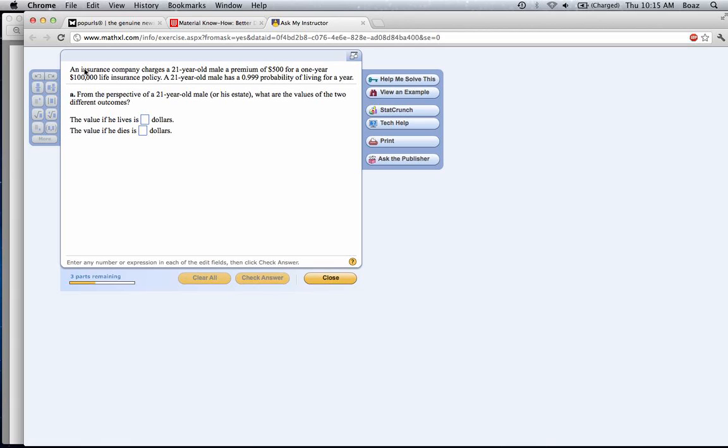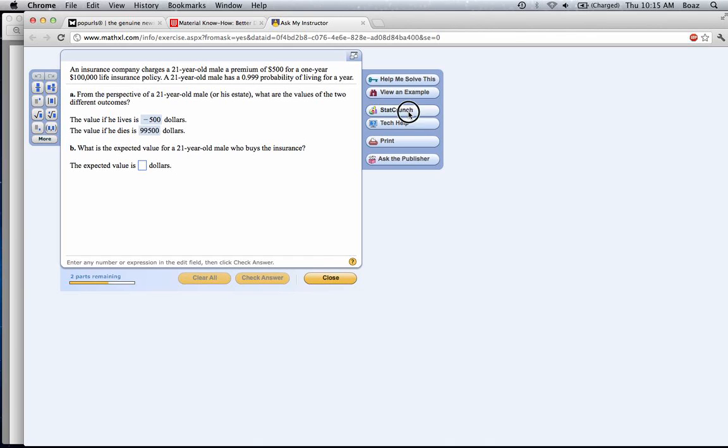we're asked here, from his perspective, what are the values of the two different outcomes? Well, he's paid $500, and if he lives, then he loses that $500. So the value if he lives is negative $500. The value if he dies, well, his family gets a $100,000 payout, but they've already lost the $500 he spent. So if we calculate the difference there, then the value to the family is $99,500.